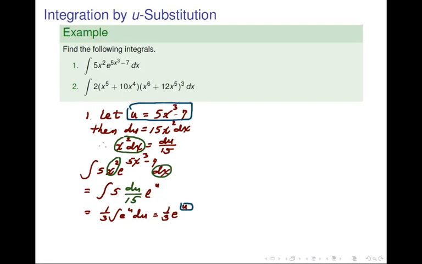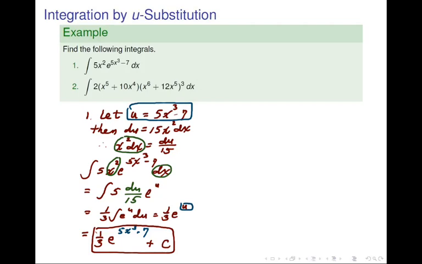And to complete this problem, all you need to do is go back and replace using the definition of u. Remember, the problem was originally written in x. You have to go back and use x to solve. So replace the u by 5x cubed minus 7 and write your final answer, and don't forget the plus c at the end.